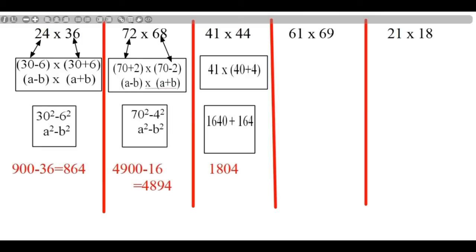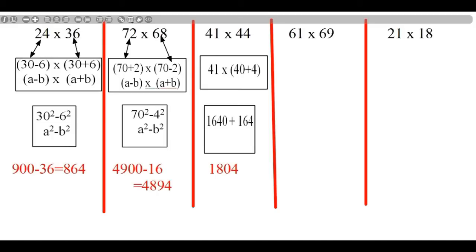But when it comes to 41 and 44, the difference is just 3. If you try to take this as (a+b)(a-b), you will get something in decimals, and hence it becomes a complicated calculation. So never apply (a+b)(a-b) where the difference between the two numbers is an odd number.